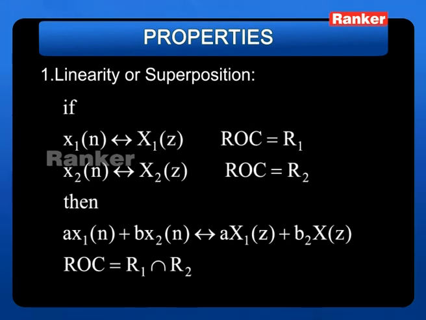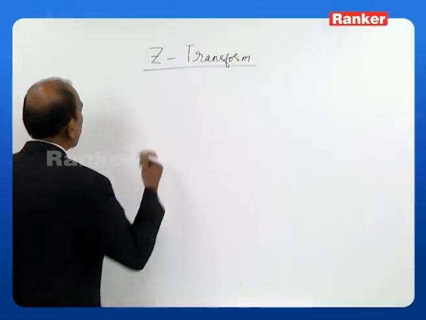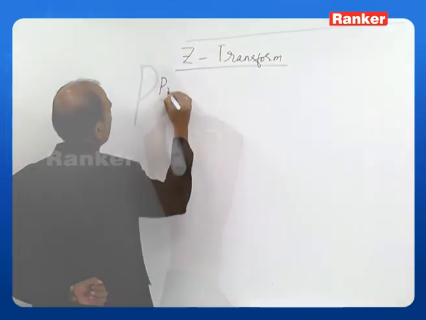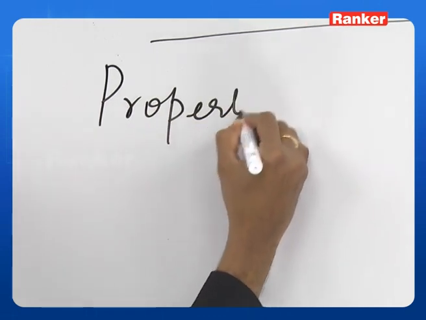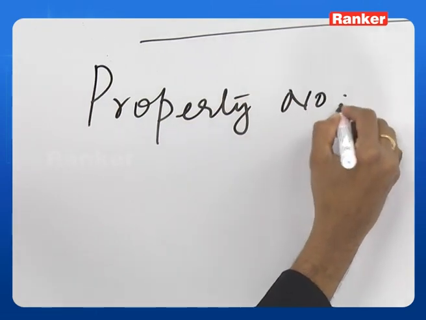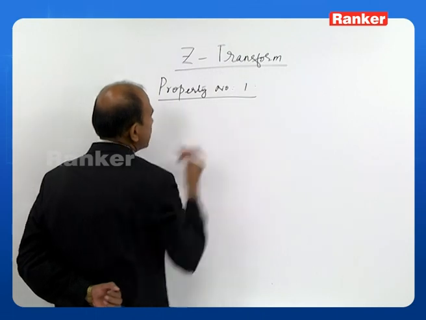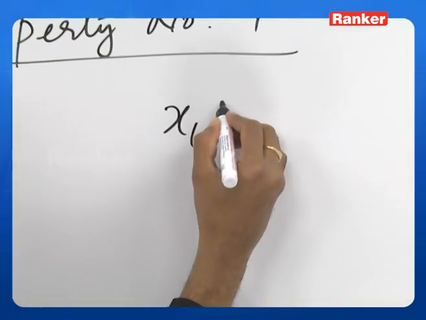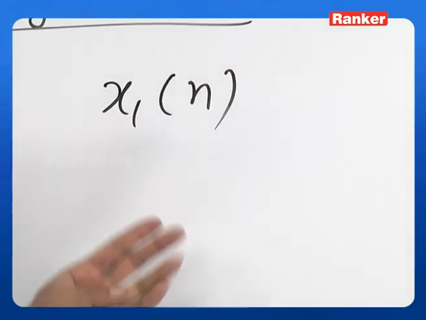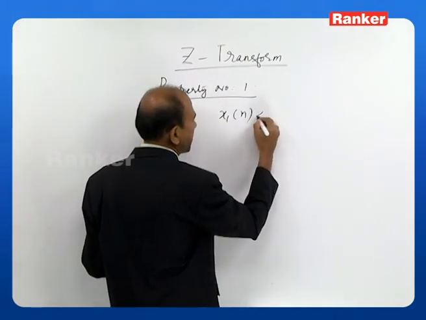A x1 of n plus b x2 of n will have a Z transform which is a x1 of z plus b x2 of z, and the ROC is the intersection of R1 and R2. Let us see this. Okay, let us see the first property, property number 1.